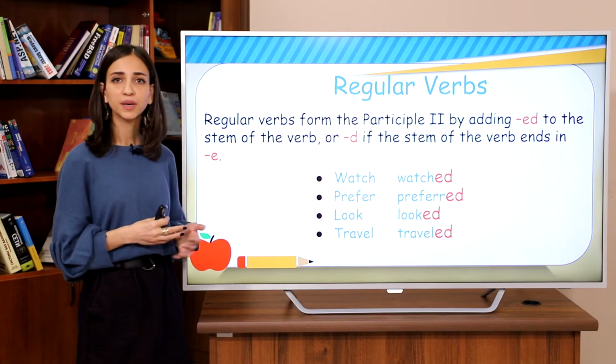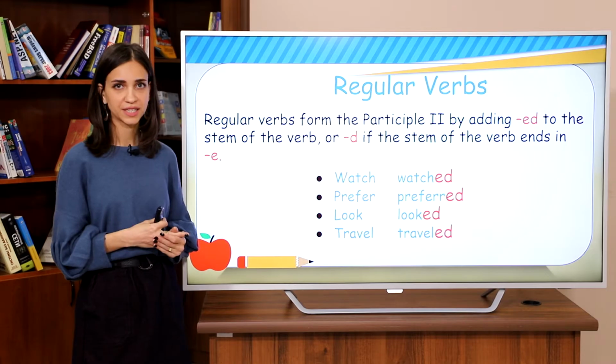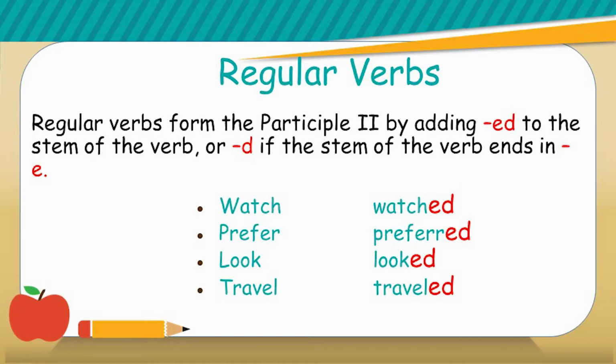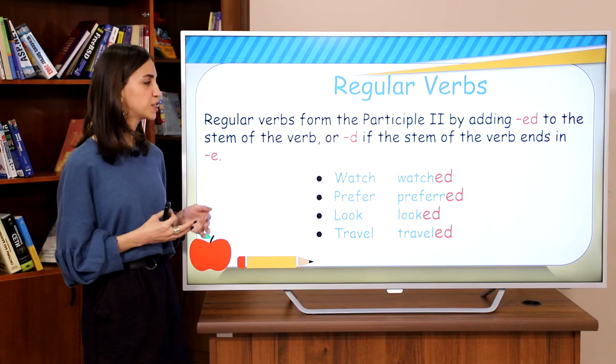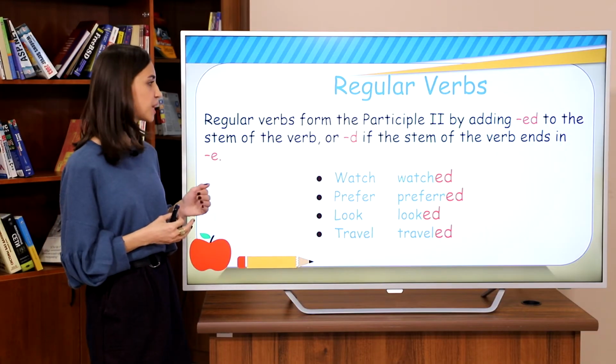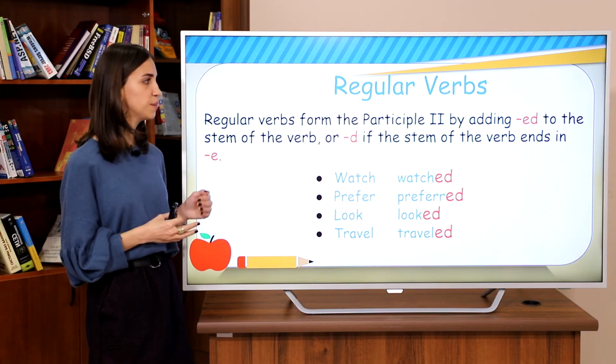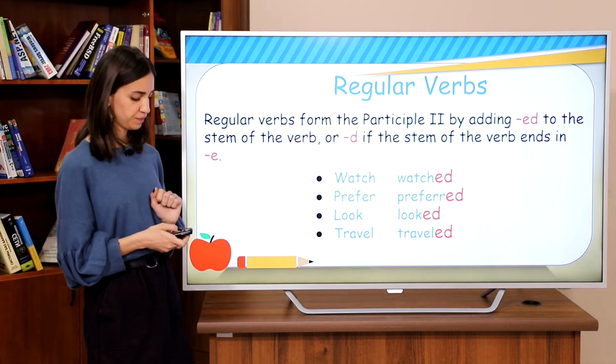So, as you can remember from the previous video lesson related to the simple past tense, regular verbs form the participle two by adding ed to the stem of the verb, or d if the stem of the verb ends in e.